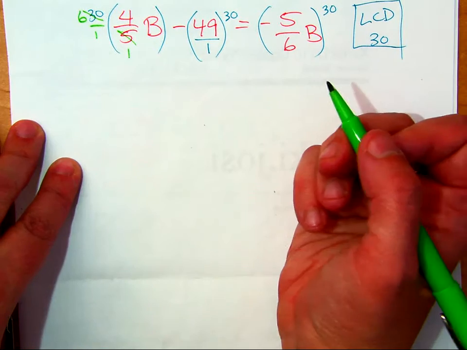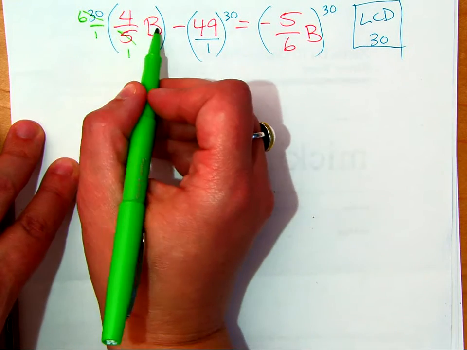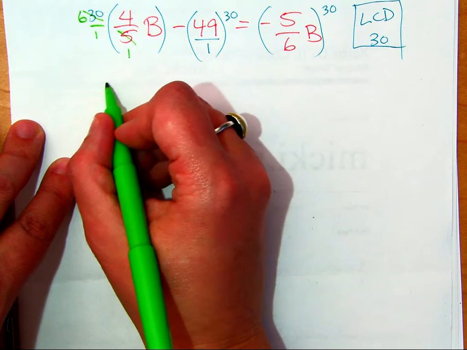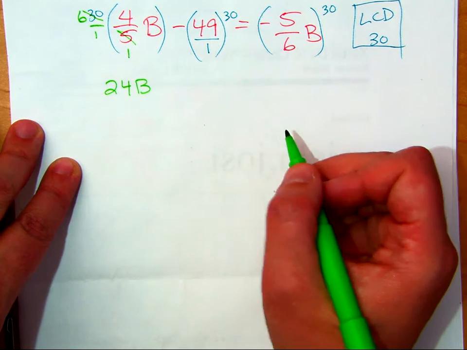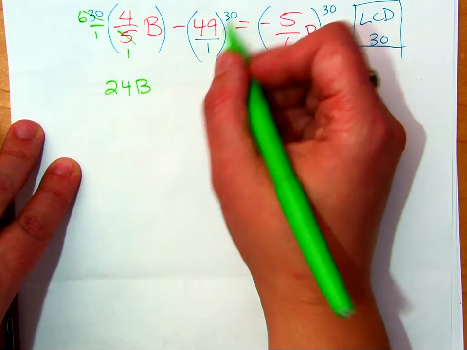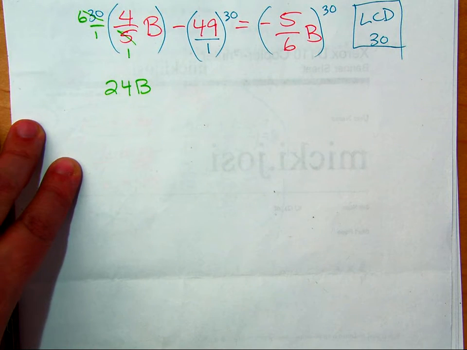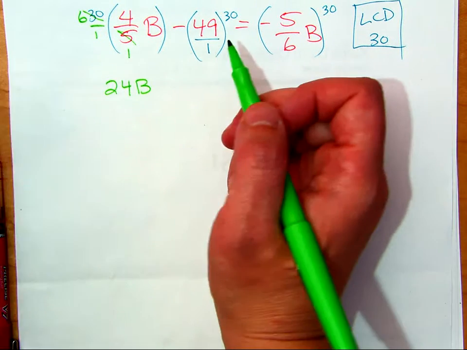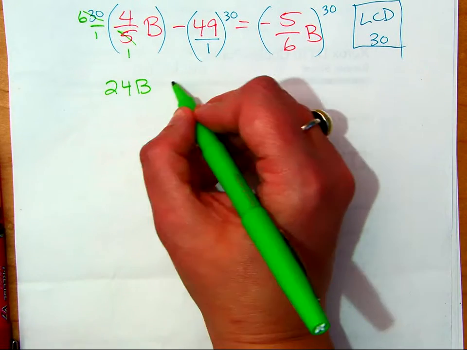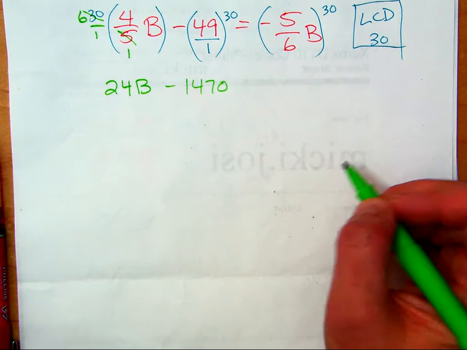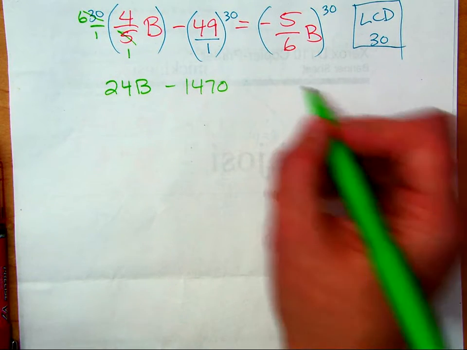This is over 1. 30 over 1. 6 times 4 times b is 24b. Good. Does 1 cross cancel with 30? No. So we actually have to multiply those. Oh, wow. 1470. Thank you, my human calculator.